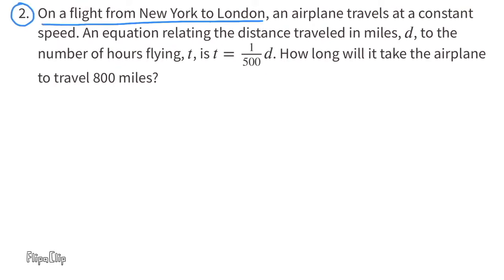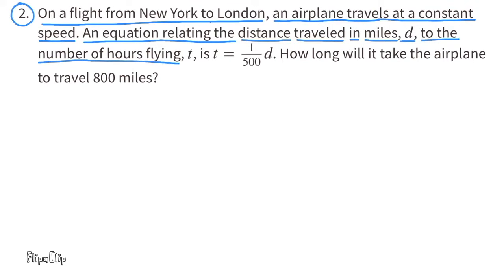Number 2. On a flight from New York to London, an airplane travels at a constant speed. An equation relating the distance traveled in miles, d, to the number of hours flying, t, is t equals 1 over 500 times distance, or t equals 1/500 d. How long will it take the airplane to travel 800 miles?